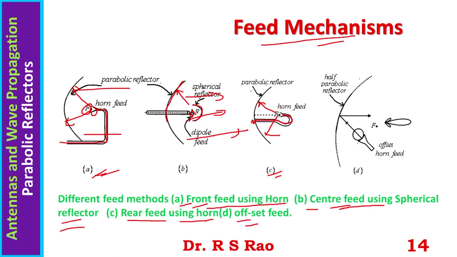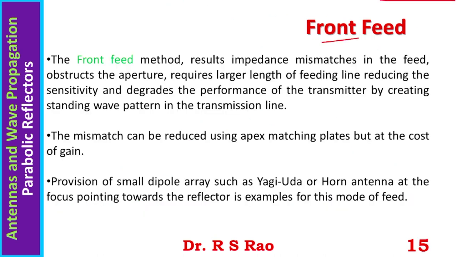D is offset feed. As already told, the main radiator is placed slightly away from the focal point. It is not at the focal point. In the earlier three methods, the actual radiation source is at the focal point, but in D, offset feed, it is slightly away. This is one aspect. Another aspect is, in this technique the total reflector is not used, only a part of the reflector is used. So even though the blockage issue is solved in offset feed, it comes with some other issues like coma, small gain, asymmetry, etc.